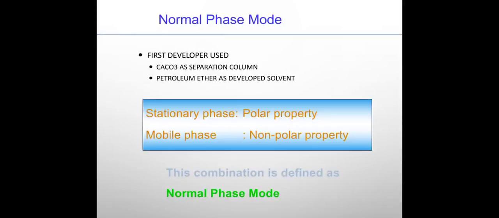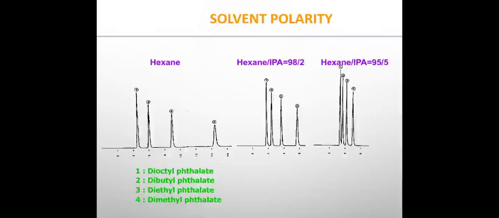The first developer used calcium carbonate as a separation column and petroleum ether as a developer solvent. Then solvent polarity as hexane.